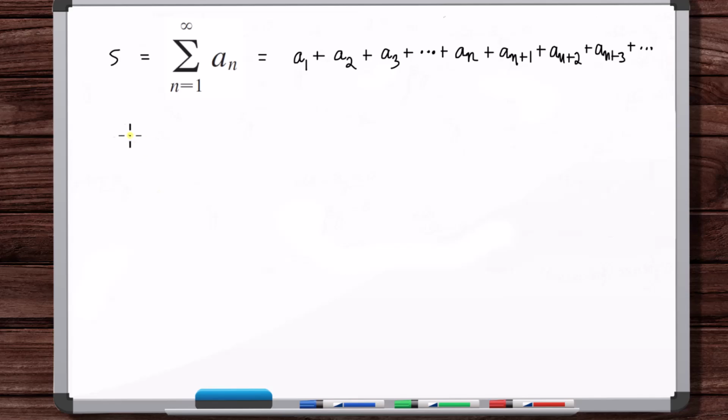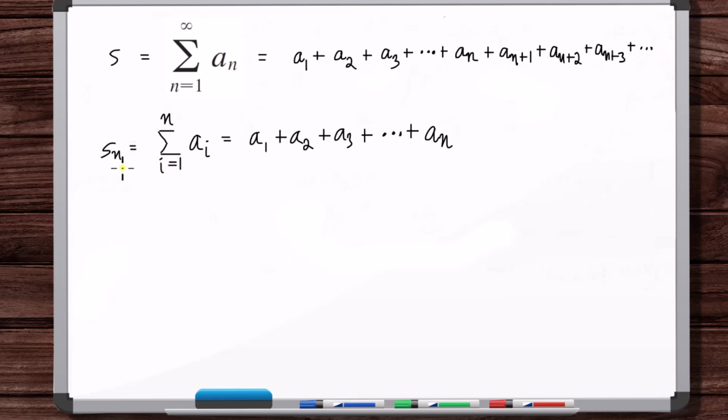Okay, now S sub n, the partial sum of this infinite sequence, we write as a sub 1 plus a sub 2 plus a sub 3 plus, and then we stop at a sub n, right? That's S sub n. And so you can see the way we wrote the infinite series is the S sub n here, a sub 1 plus a sub 2 plus a sub 3, all the way to a sub n, and then plus all of the other terms going to infinity, right?